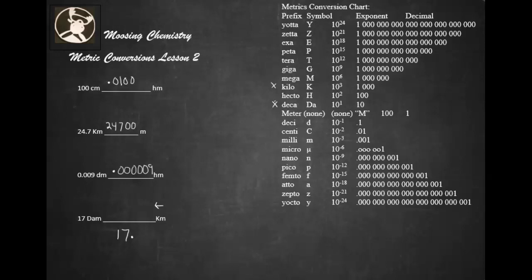So let's count the spaces. 1, 2. We're going to do 2 spaces to the left. 1, 2. So that's going to give me 0.17. Pretty easy and pretty straightforward, I say.